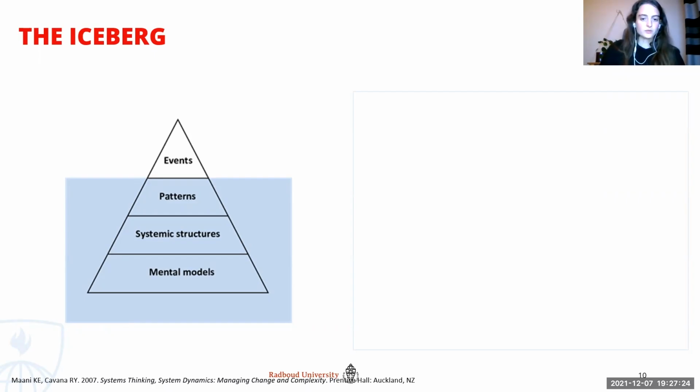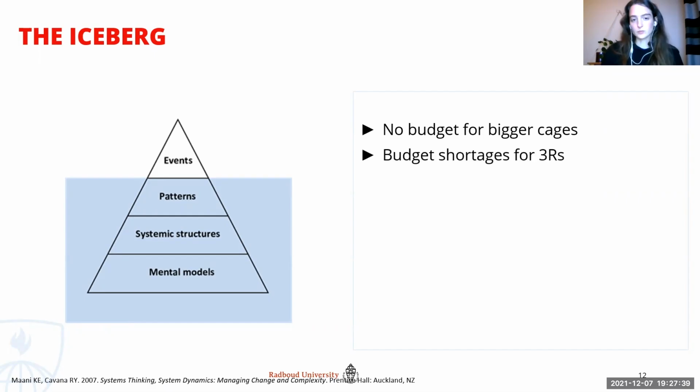To give an example from the case studies we just had, let's say the event is: we don't have budget for bigger cages for the monkeys. You can call that an event. An underlying pattern could be that there are budget shortages for 3Rs. So there's not enough budget in general for refinement, but maybe also for all the 3Rs. That would be a pattern. And then underneath that, you would have the financing structure, so how science is financed from government or within industry, and that then leads to those budget shortages.